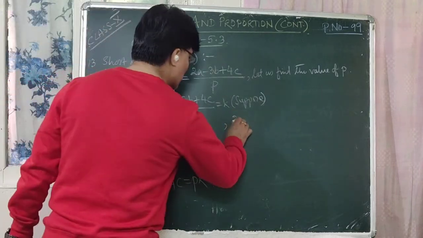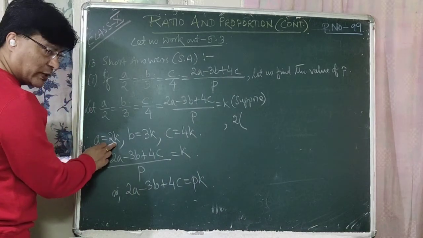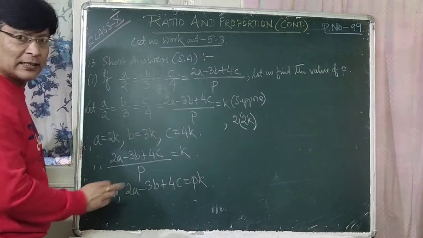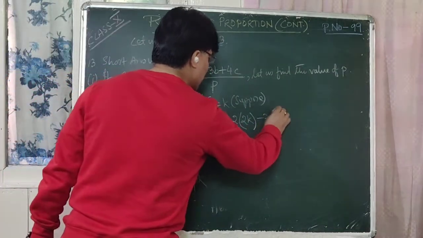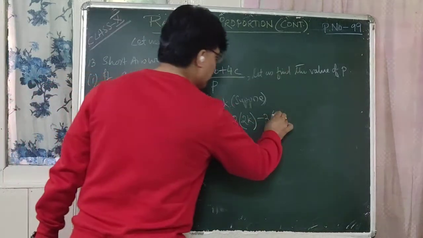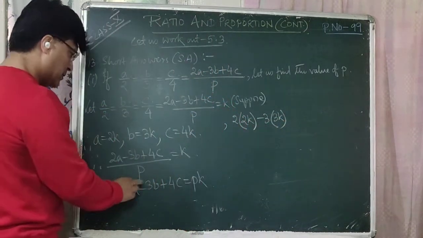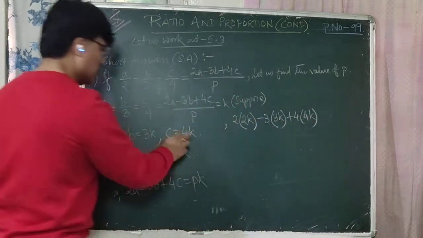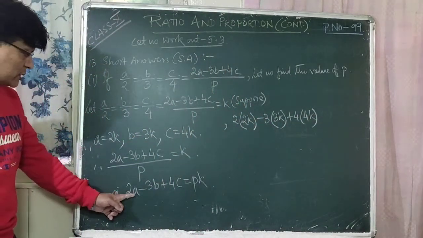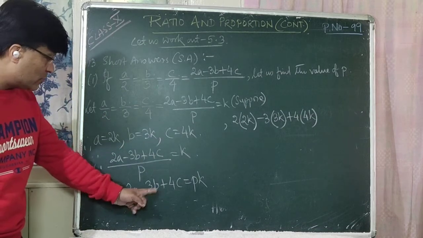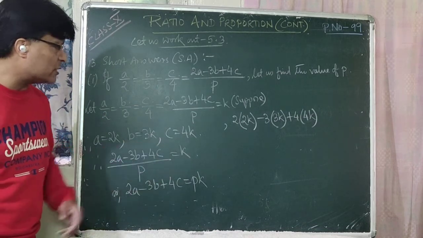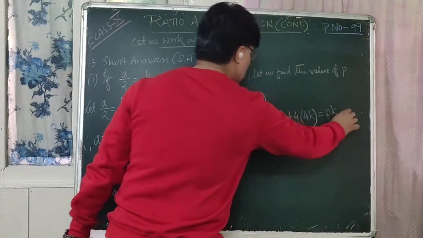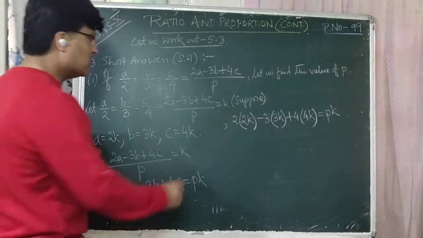So it is 2 into, what is the value for a? It is 2k. Then minus 3 into, what is b? 3k. Then plus 4 into, what is c? c is equal to 4k. Okay? 2 into 2k, minus 3 into 3k, plus 4 into 4k, which is equal to pk. Right? So let us simplify it.